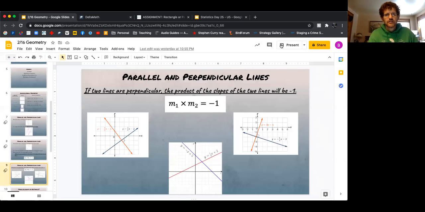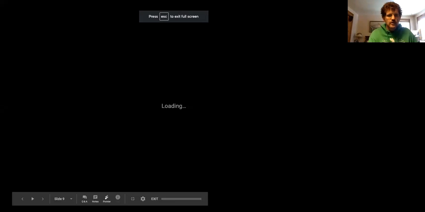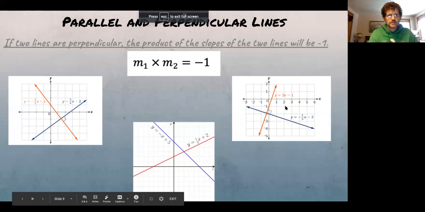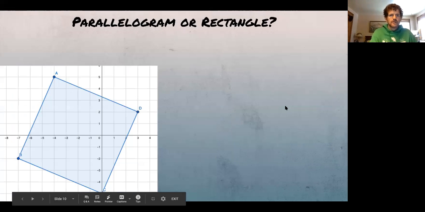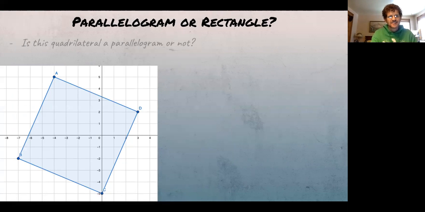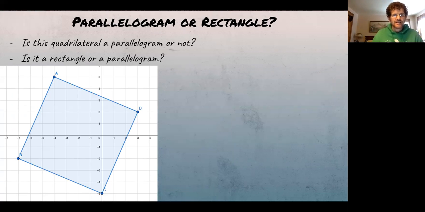Okay, let's finish up with this. Now let's go back to our quadrilaterals. Okay, so the question that we're going to ask is, is this a quadrilateral or a parallelogram? There's another question, is it a rectangle or a parallelogram? So let's answer the first question. You won't actually have to answer this on your homework tonight, but it's worth looking at.